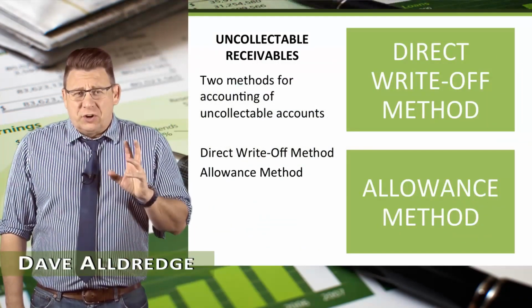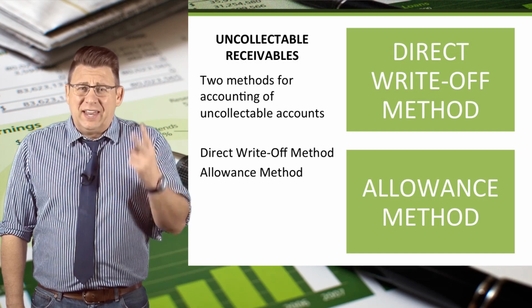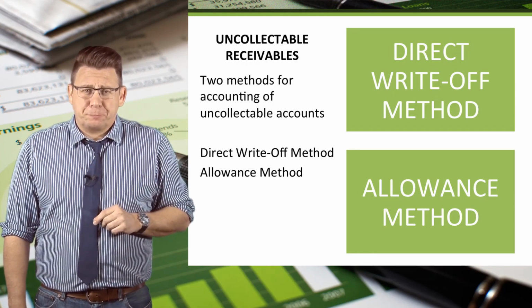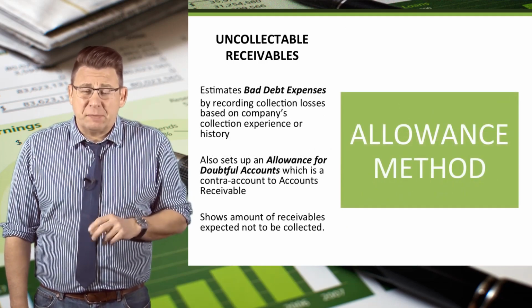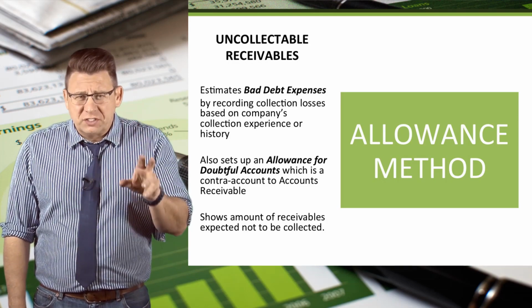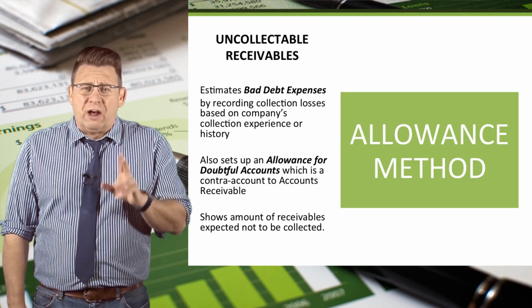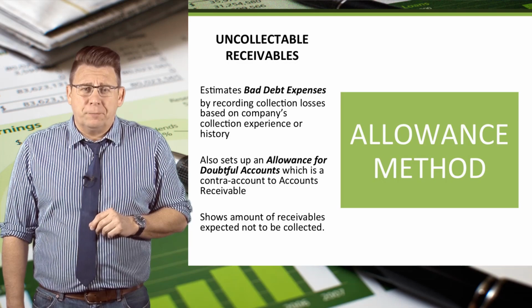There are two methods for accounting for uncollectible accounts: the direct write-off method and the allowance method. This video will focus on the allowance method. The allowance method estimates bad debt expense by recording collection losses based on a company's collection experience or history. It also sets up an allowance for doubtful accounts, which is a contra account to accounts receivable.